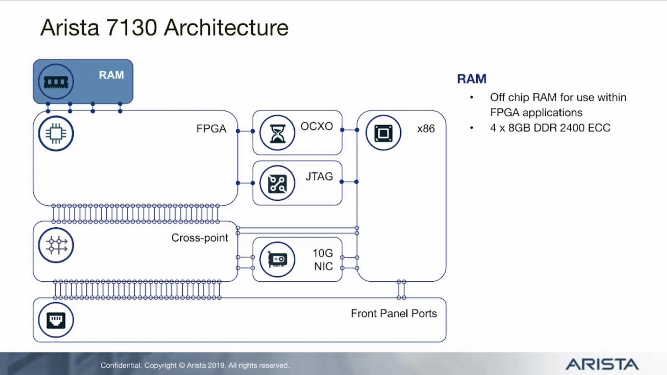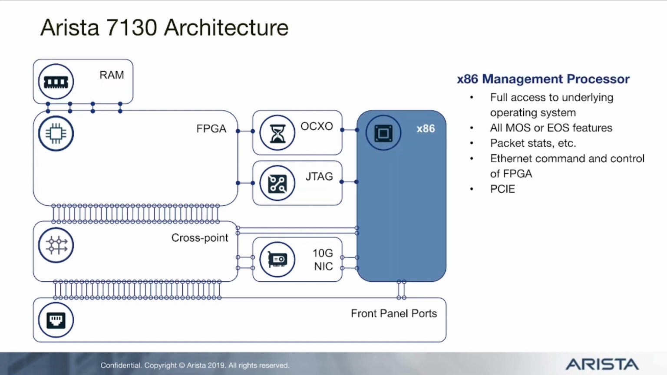The next highlighted part is the RAM. This particular part of the system is dedicated to the FPGA. It consists of 4 modules of DDR4 memory running at 2400 MHz and can be used by the FPGA applications. For example, it's being used for debuffering in our own Metawatch and Exchange App applications.